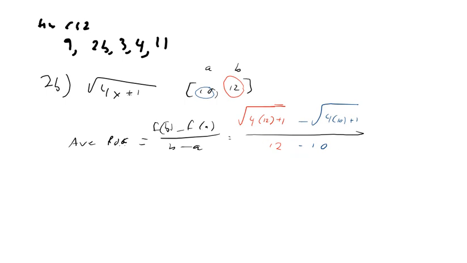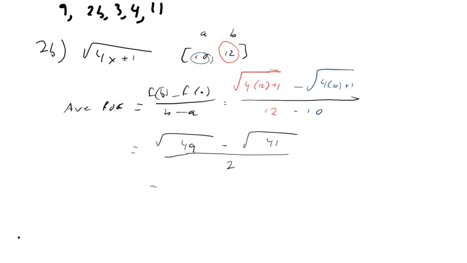The confusion may be the square roots, and we get values that are not exact. Let's find out. 4 times 12 is what? 48 plus 1 is 49. That's nice. 4 times 10 is 40 plus 1 is 41. A little less nice. 12 minus 10 is 2. So my average rate of change between those 2 points is going to be 7, the square root of 49 is 7, minus square root of 41. I don't know, there's no exact number. This is not precise, right?